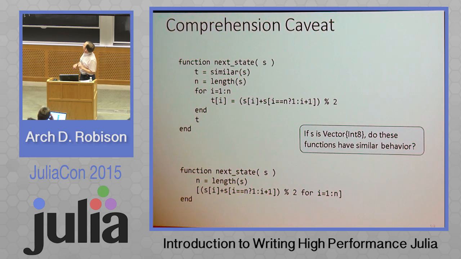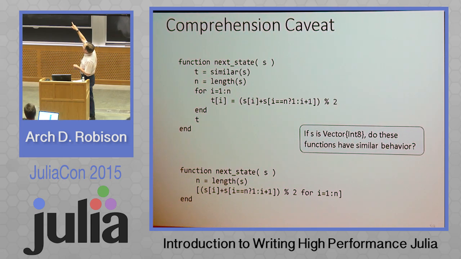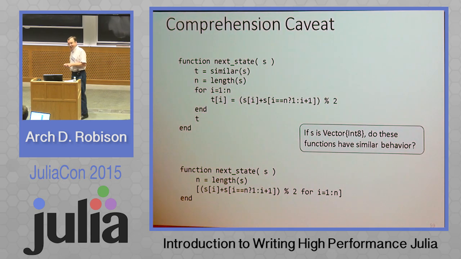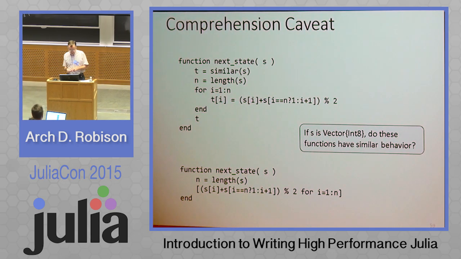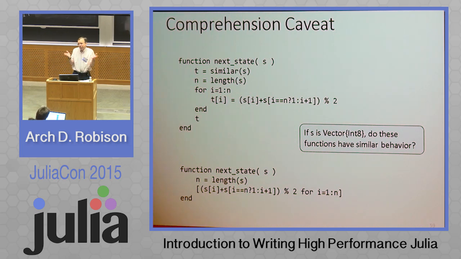And for example, if I pass in a vector of Int8, are they the same functions? They behave quite differently, because for the one at the top, if I pass an Int8, then t is an array of Int8 also. For the one on the bottom, the result is whatever the compiler could figure out for that array. I think it figures out Int64 in this case, on a 64-bit machine. So the array is much larger.